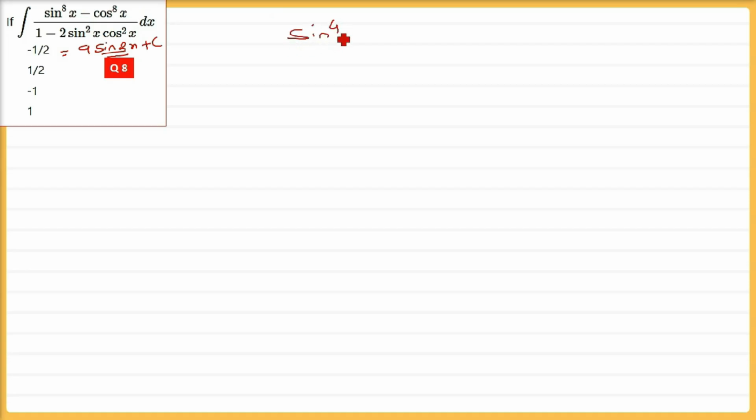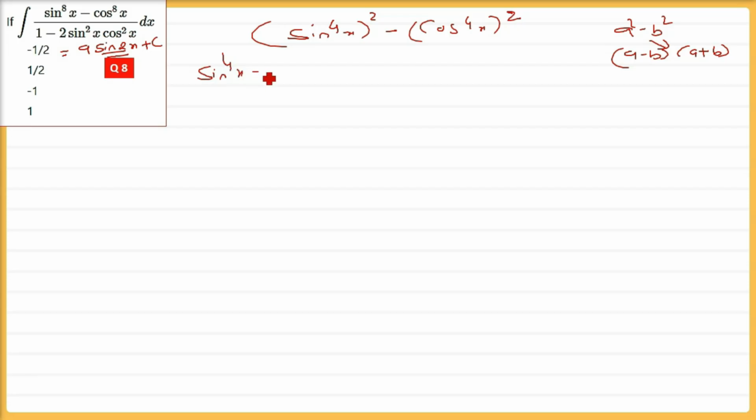Now this, always we know a square minus b square. Let's write sin raise 8x as sin raise 4x whole square and cos raise 4x whole square. So now this has become a squared minus b squared, and a square minus b square is a minus b into a plus b. This you already know. I'm just doing the numerator right now. So sin raise 4x plus cos raise 4x, and sin raise 4x minus cos raise 4x.